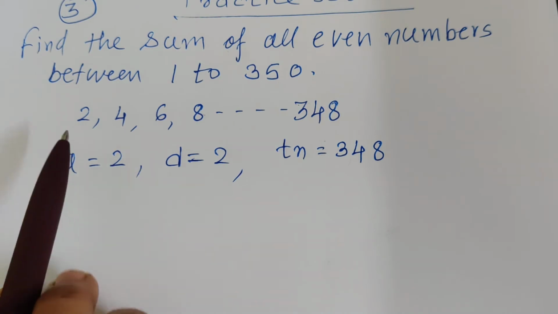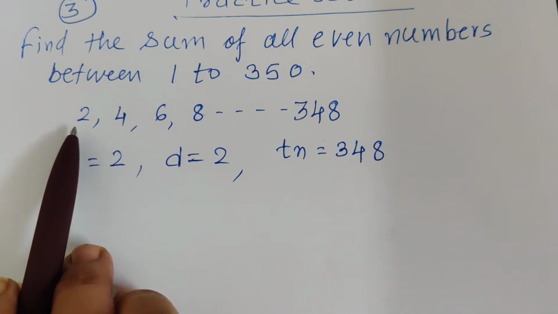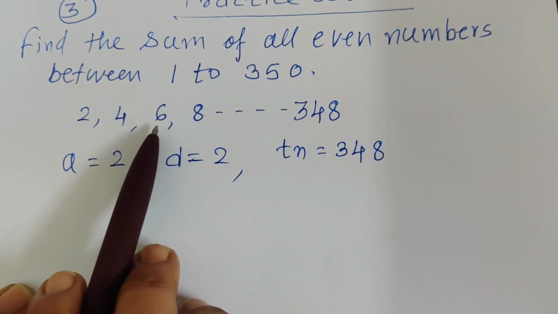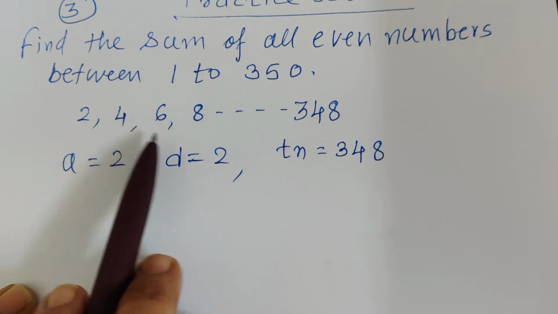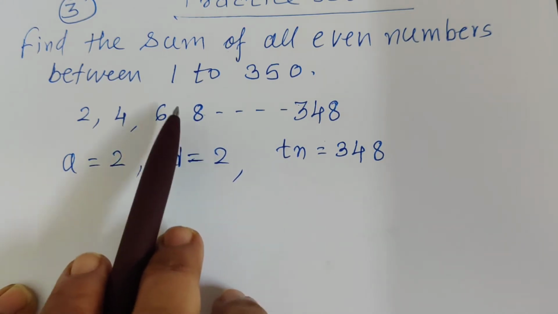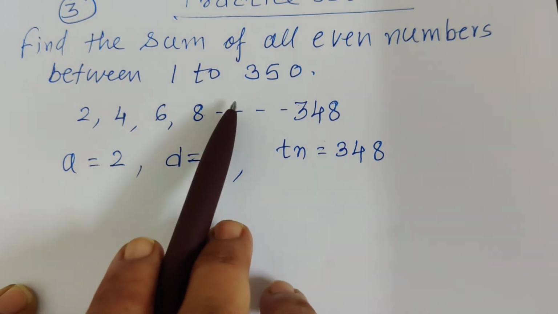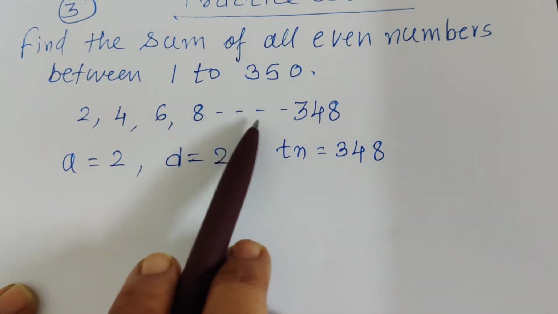So how is it? T1 is equal to 2, T2 is equal to 4, T3 is equal to 6, T4 is equal to 8, T5 is equal to 10, and so on, Tn is equal to 348.